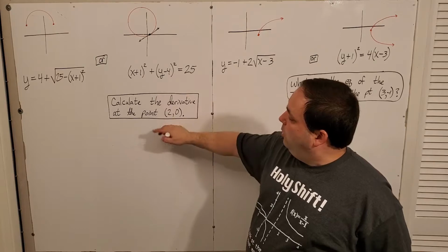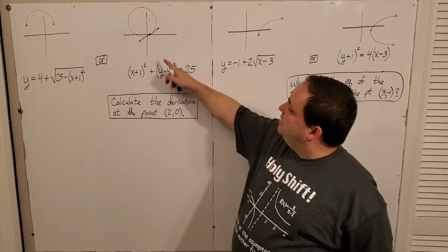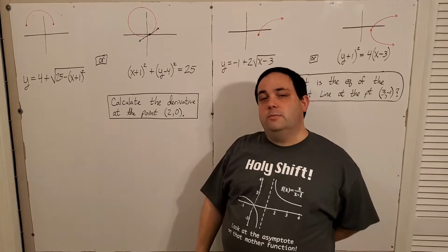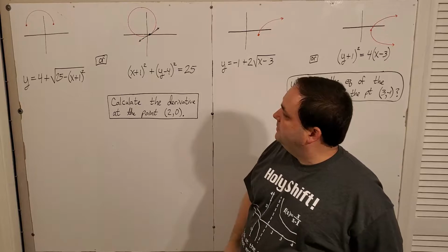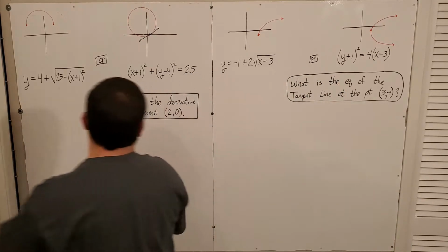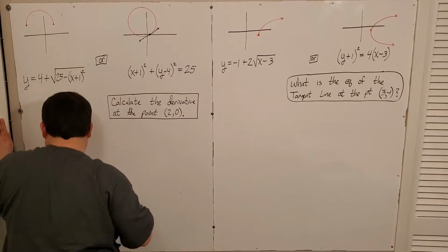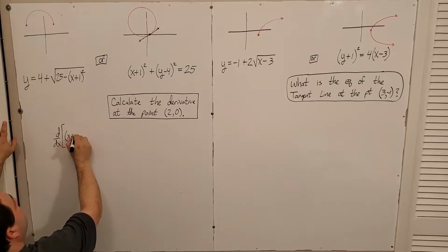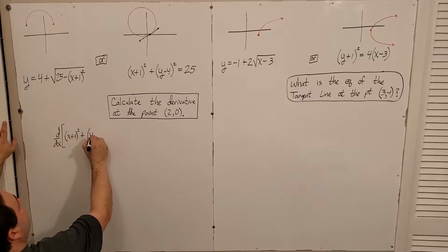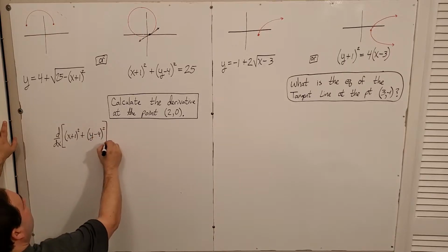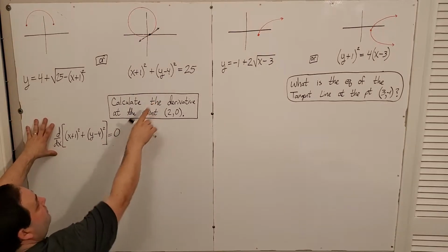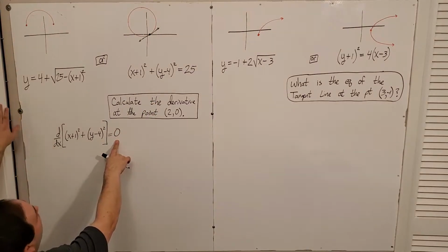Okay? So we want to calculate the derivative at the point (2, 0), right here. The line right there looks like it should be some sort of a positive slope, doesn't it? Well, let's find out. I take my equation here, and I'm going to throw a d/dx on both sides. Why did I put 0 here? Derivative of 25, right? One piece gone.